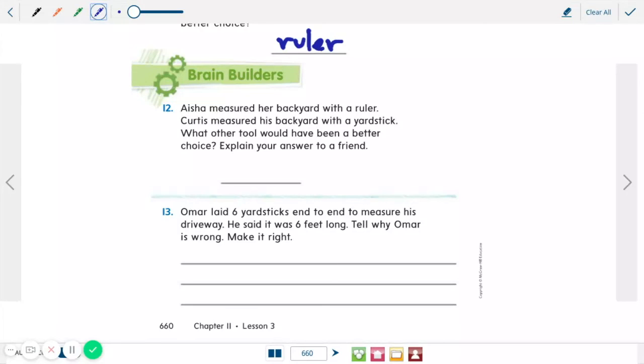So we have a ruler, and that was a little bit too small for Aisha. I think that would be too small to measure a backyard because backyards are usually pretty big in size. Curtis measured with a yardstick, which is still pretty small. So what's something we can use to measure that's bigger than both a ruler and a yardstick? Hopefully you said that you would use a measuring tape. This would have been a better choice for them to use.